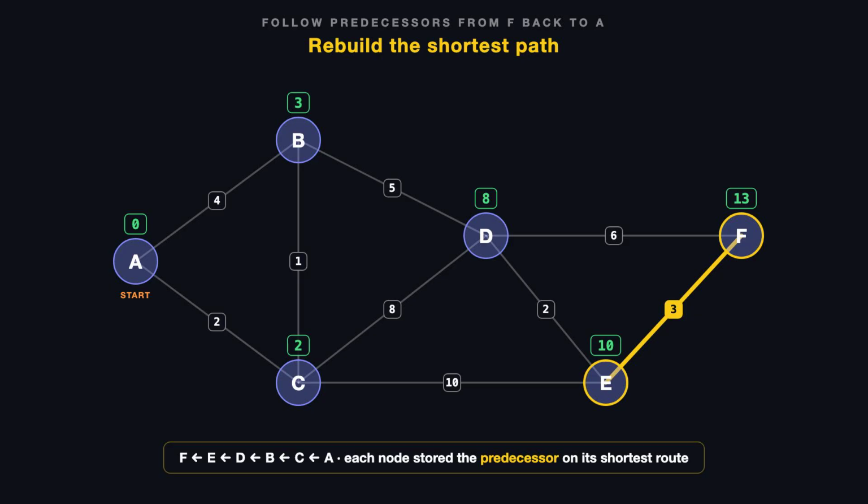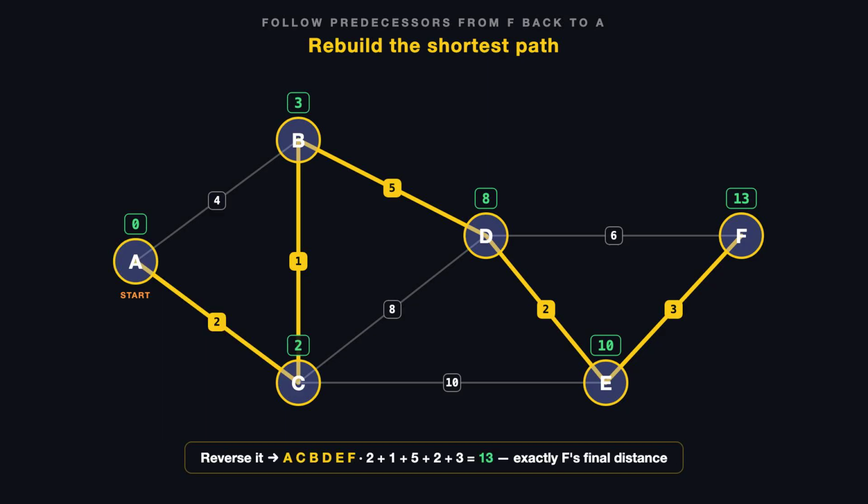F's predecessor is E, E's is D, D's is B, B's is C, and C's is A. We have reached the start. Reverse that chain, and the shortest path is A, C, B, D, E, F. Add the edges, 2, 1, 5, 2, 3, and the total is 13. Exactly the distance we locked in for F.